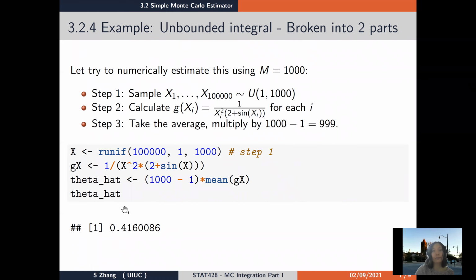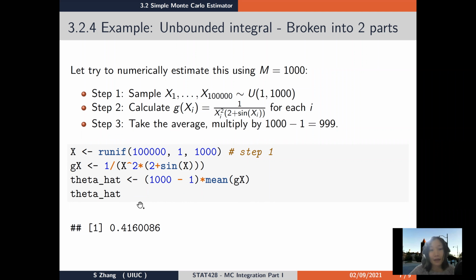So here's a code that implements this. First, we get x, which are random uniform samples, 100,000 of them between 1 and 1000. Next, we evaluate the g of x function on each of the x draws. Then we again get the theta hat by first calculating g x bar, the mean of the g x's, and then multiplying it by 1000 minus 1.